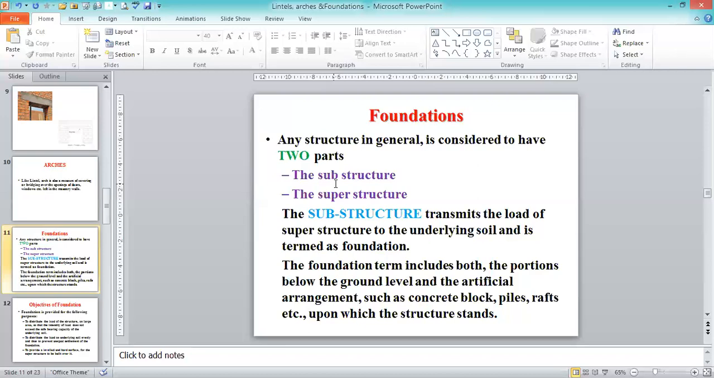Admixtures: various admixtures are available. With the admixtures, we are able to improve the bearing capacity of the soil.